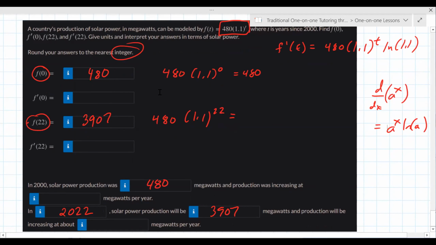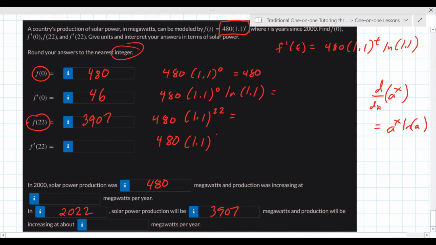So now to do f prime of 0, it's 480 times 1.1 to the power of 0 times natural log of 1.1, which we'll get a number for. 1.1 to the 0 is just 1, but that's times 480, which is just 480. So 480 natural log of 1.1, and I get 45.75. So rounded to the nearest integer, it's 46.